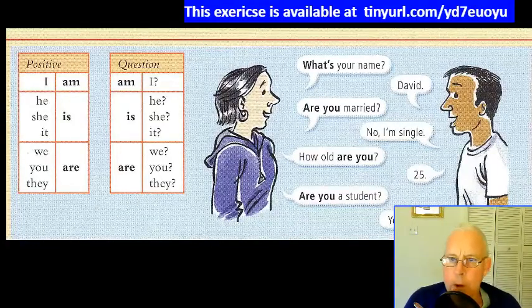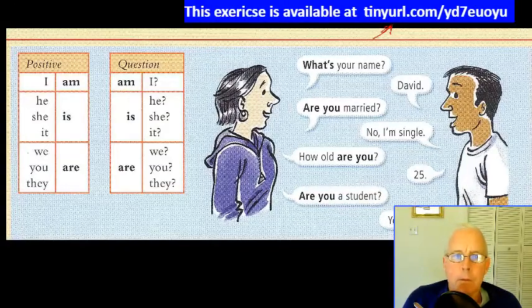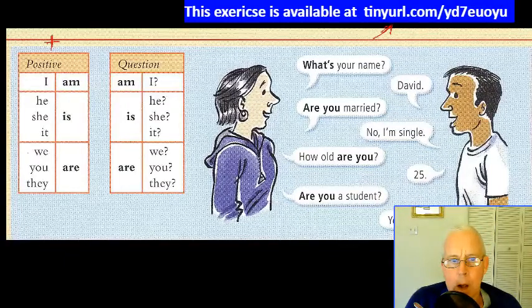And don't forget, you have this handout up here, which is just a Dropbox link. So let's review lesson 1, which is the positive here with the verb to be. So we have I am, he is, she is, it is, we are, you are, they are. So you can go back to the first lesson to see some examples of that.